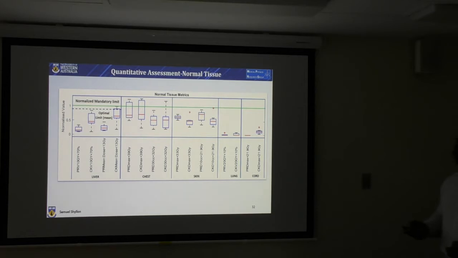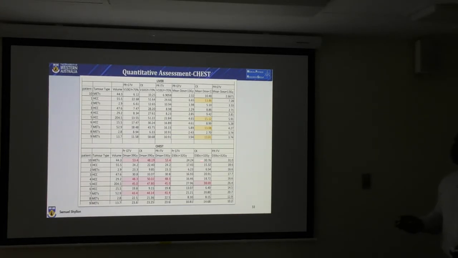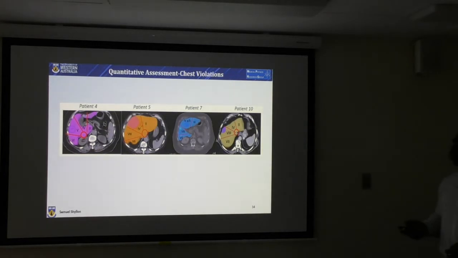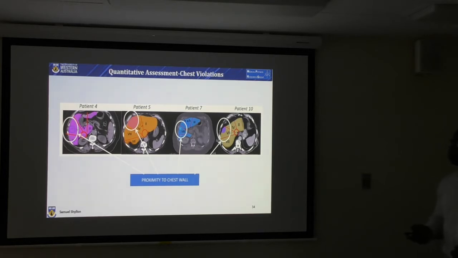When we look at the normal tissue assessment, we notice that the liver and the chest wall were the only two structures for which there was some level of violation of the dose constraints. And when we look at the numerical results, starting with the chest, we see that violations occurred for patients 10, 4, 5, and 7. And this was attributed to the proximity of the tumor to the chest wall. And the violations, as you could see, were for both the CyberKnife and the proton plans, which means they are both affected by the same factors.